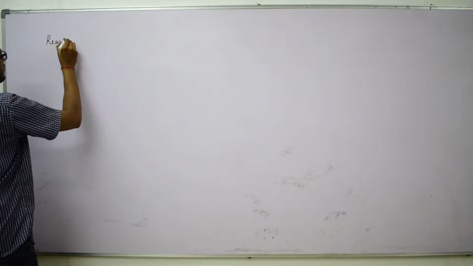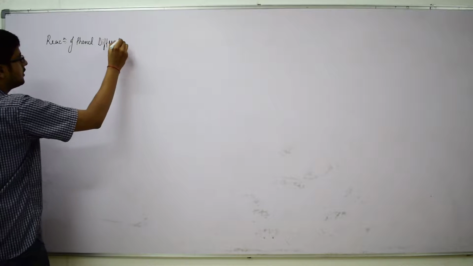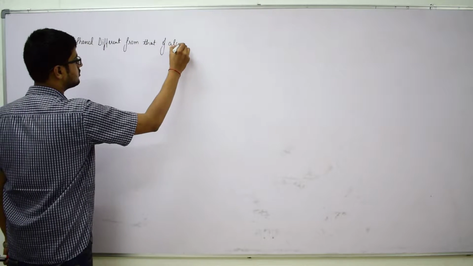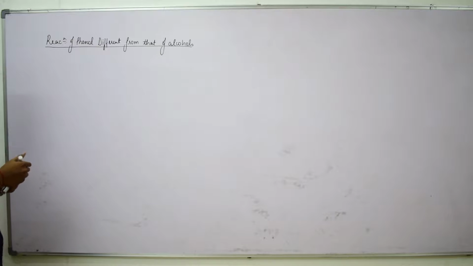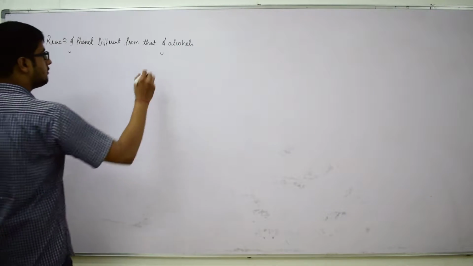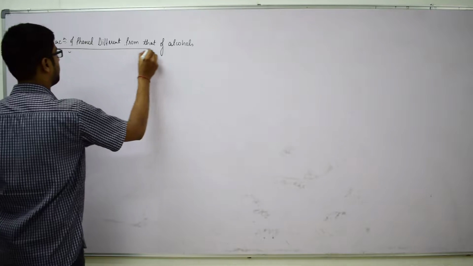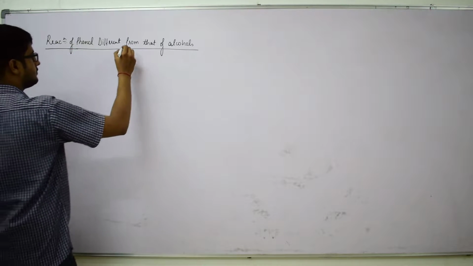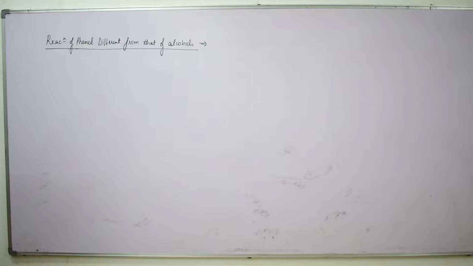So, reactions of phenols which are different from that of alcohols. These are the reactions of phenols which are different from that of alcohols. In this case we will discuss some 14 reactions.